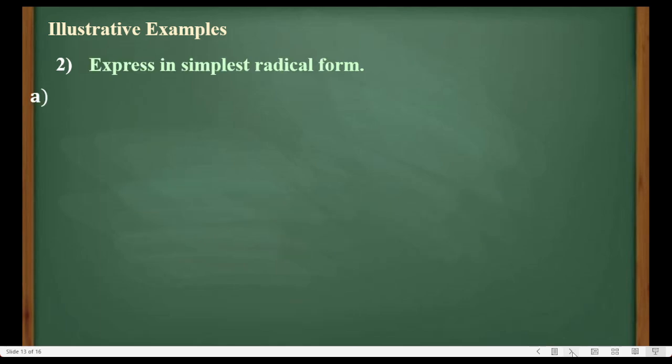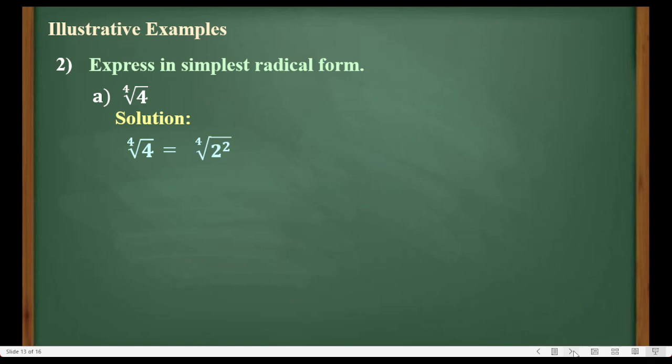Next. For number 2, how about this one? Express in simplest radical form the fourth root of 4. Now for our solution, fourth root of 4 can be expressed as fourth root of 2 squared. So the radicand 4 is replaced by 2 squared.